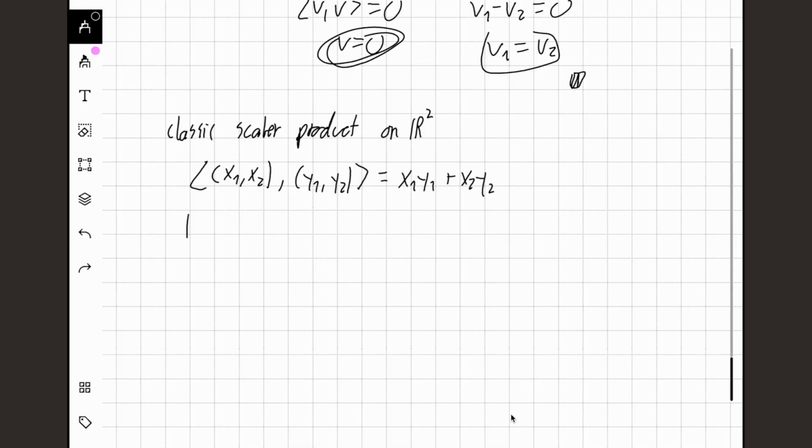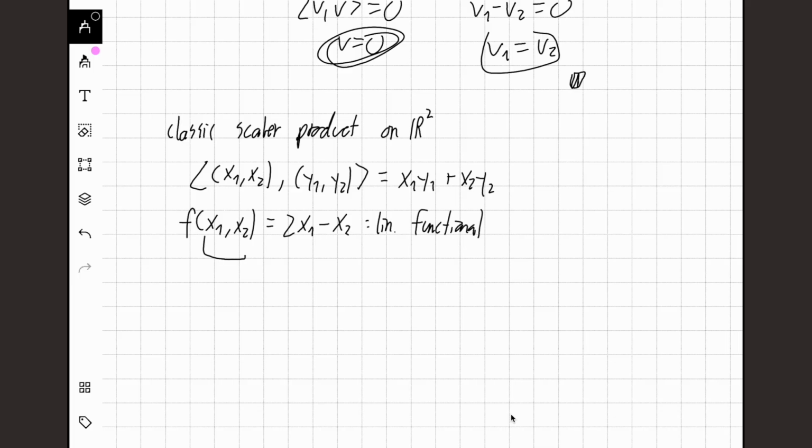And we can say that our linear functional f on any vector x1, x2 will just equal x1 minus x2. This is our linear functional, which takes a vector, like 3, 4, and outputs a scalar. It's going to be 2 times 3 minus 4. So that's going to be 6 minus 4, which is 2. So yeah, that is our linear functional.